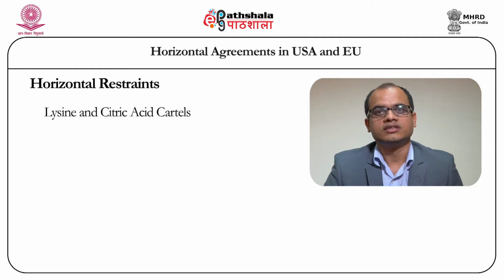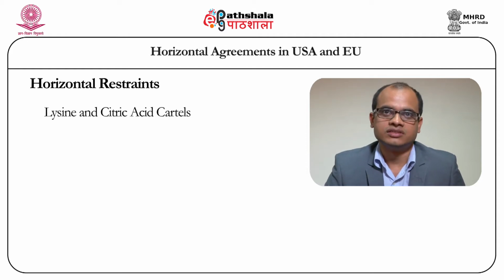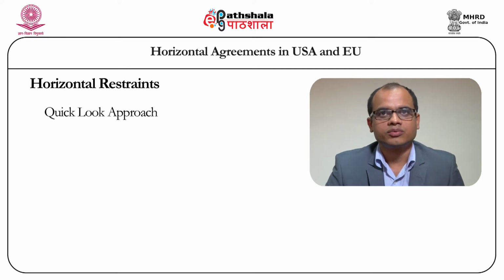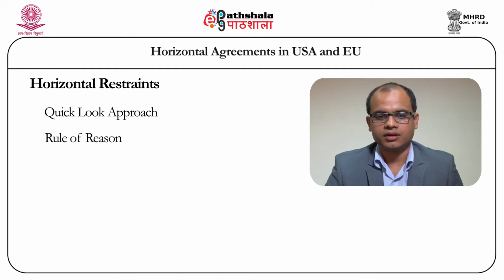We will also briefly touch upon the third approach, which has developed recently, and that is called the quick look approach. This quick look approach can be called an abbreviated version of the rule of reason, in which proof of actual market injury, such as sustained supra-competitive prices or reduced output, obviates the need for more rigorous market-based analysis.